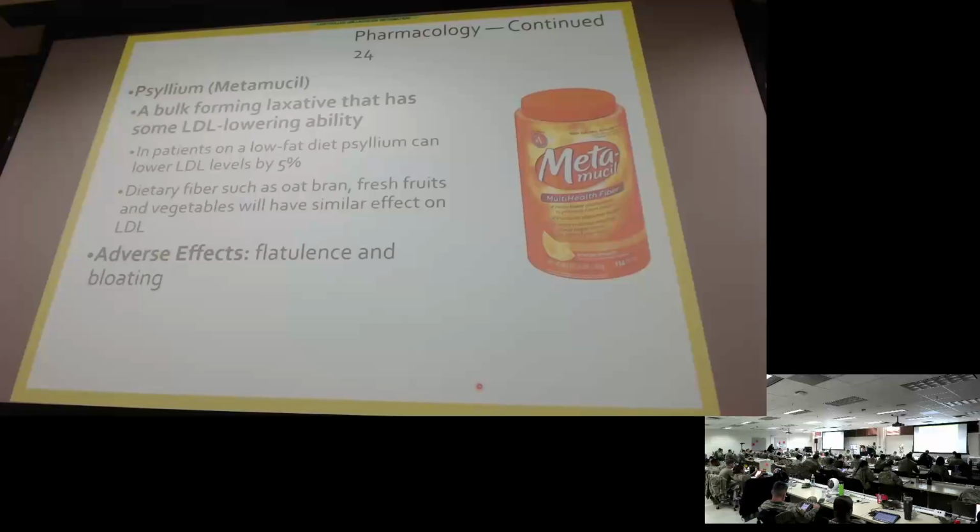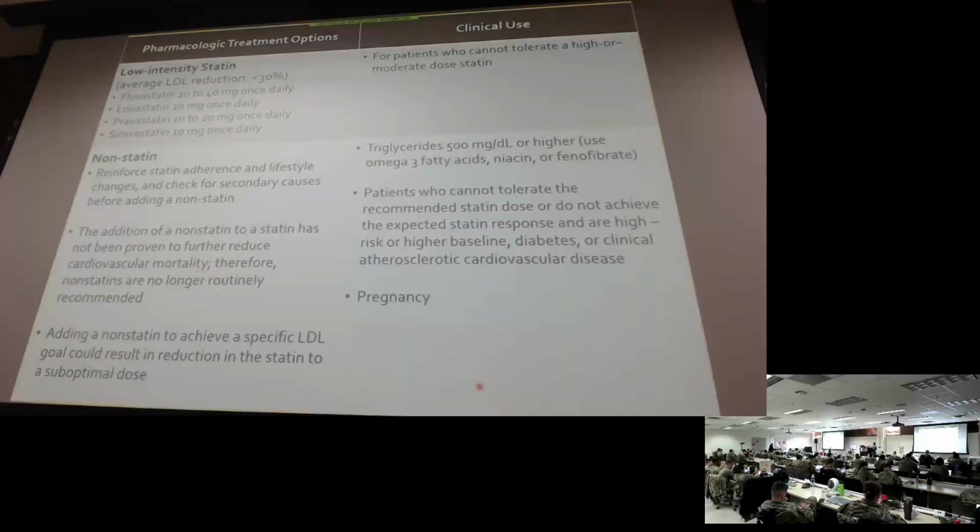So your Metamucil, the laxative that we had, has a potential of decreasing LDL levels. That's all I need you to know. Don't remember all that other stuff. And then remember your adverse effects. They have a little gas, bloating, but some people take that every day. Not uncommon. This is just showing you some treatment options that you have. FYI this slide. I'm not going to ask you this. FYI this slide, okay?